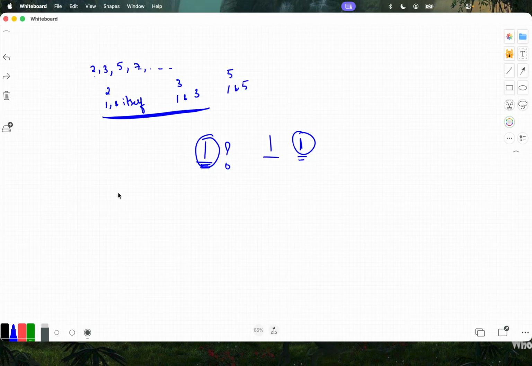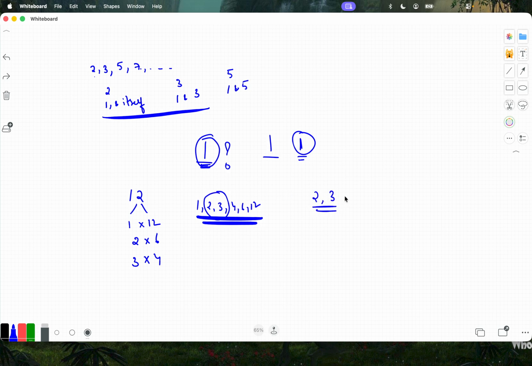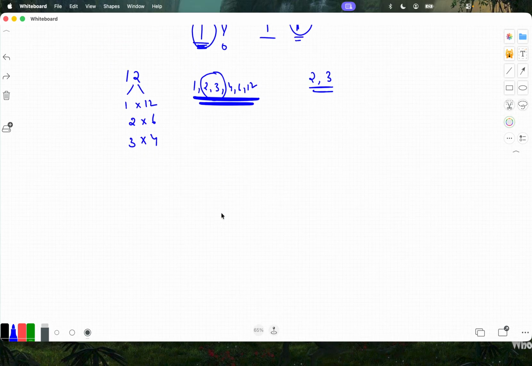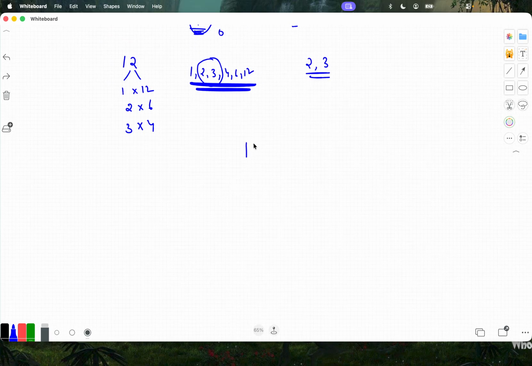So, say, for example, 12. 12 we can write as 1 into 12, 2 into 6, and 3 into 4. What are all the normal factors of this? 1, 2, 3, 4, 6, 12. So, what are the prime factors in this? We can see that 2 and 3 are prime numbers, and 2 and 3 will be called the prime factors of 12.